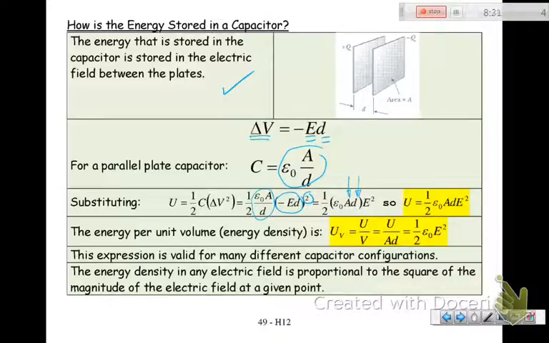And then, well, what about per unit volume? So you recognize, oh, look, the area times the gap is the volume inside here. So it's really saying that the energy scales with volume. And so I can get my energy per volume is simply 1/2 times epsilon naught times the electric field squared. And that's just an interesting result.